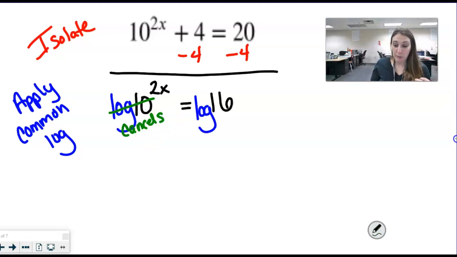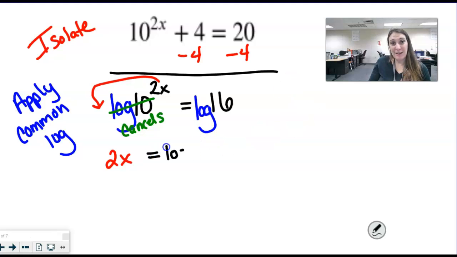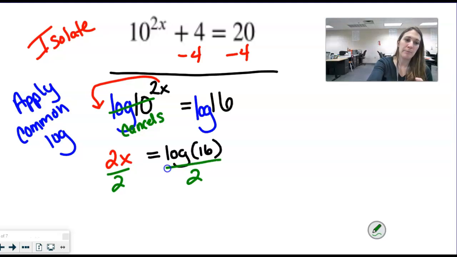The 2x would come down, right? That's the whole point of the logarithm, the 2x would come down. And then it ends up being log 16. Now, guys, that is not anything pretty. Common log of 16 is yucky. But if I think about my math, my next step here would be to solve, right? Divide by 2.